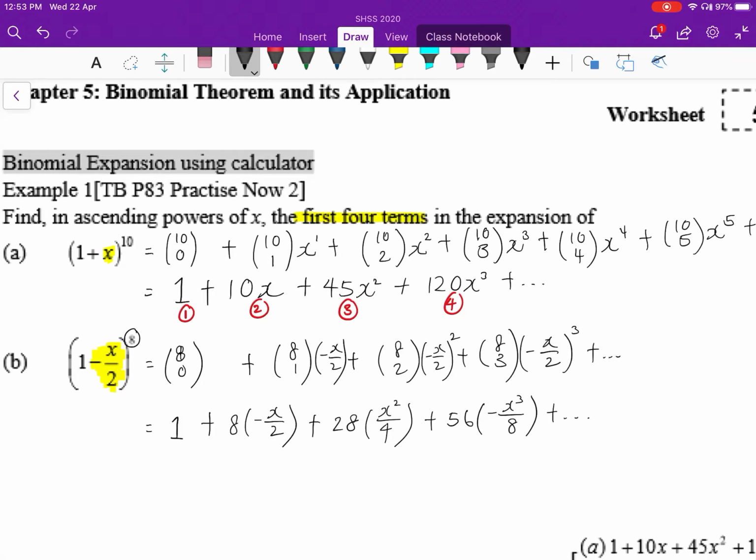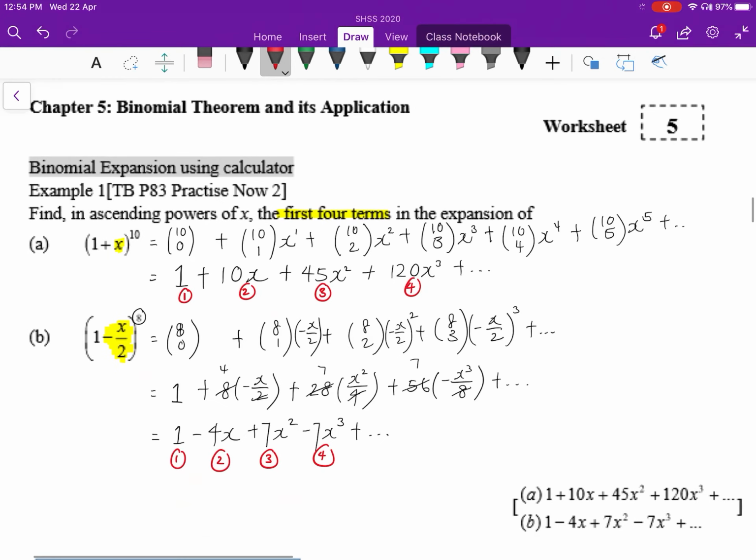Alright, let's try to simplify this binomial expansion. The 8 and the 2 can cancel. It will give you 4, and positive times negative is negative, so 1 minus 4x. The 28 and the 4 can cancel. This is 7, so it's plus 7x squared. The 56 and the 8 can cancel. This is 7, so it's negative 7x cubed plus dot dot dot. The first 4 terms: first term, second term, third term, fourth term.